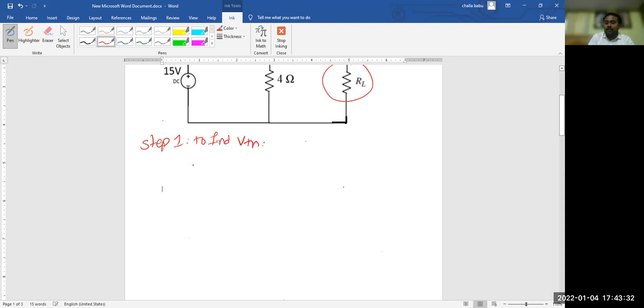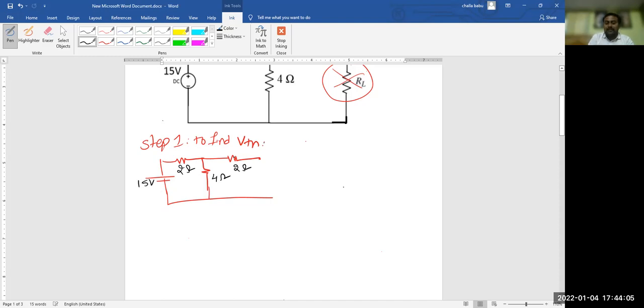How we are going to find it: first we have to remove the branch through which we want to find the current. That is, we have to remove the RL. So I am drawing the circuit without RL now. A voltage source and a 2 ohm resistance and a 4 ohm resistance and a 2 ohm resistance. I am replacing the values: 2 ohm, 4 ohm, 2 ohm. This is 15 volts. Clear?